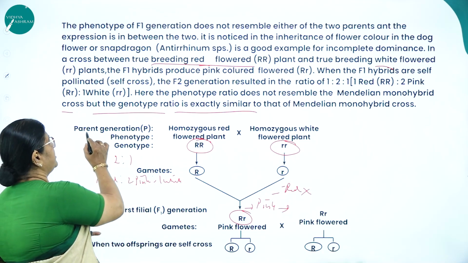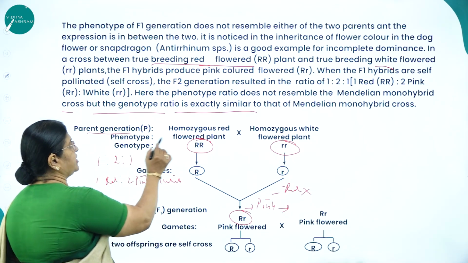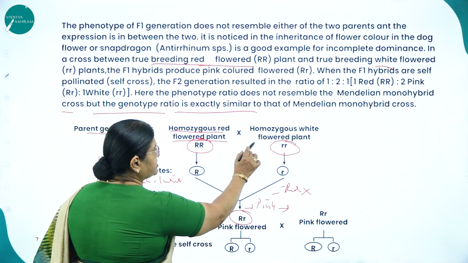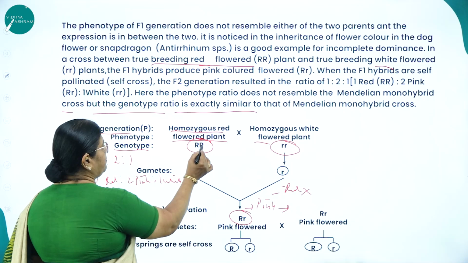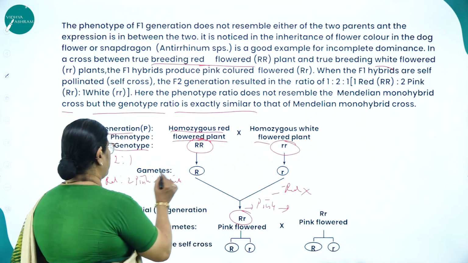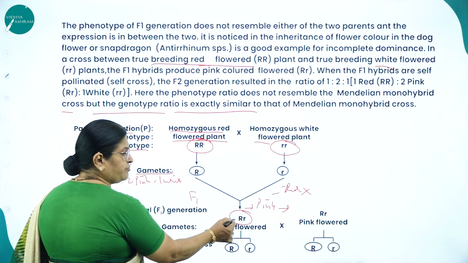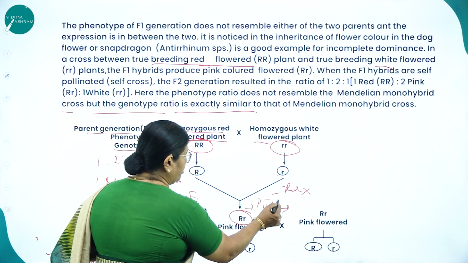So let us see the schematic representation. In the parental generation, a homozygous red flower plant is crossed with a homozygous white flower plant. So the genotype is capital R capital R and small r small r. The gametes are capital R and small r. So in the F1 generation, when you cross it, instead of getting red, you get a pink color.